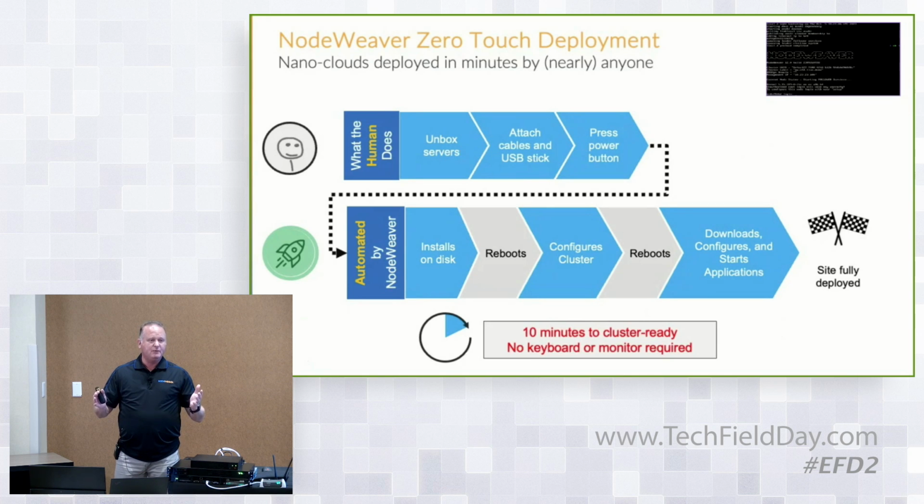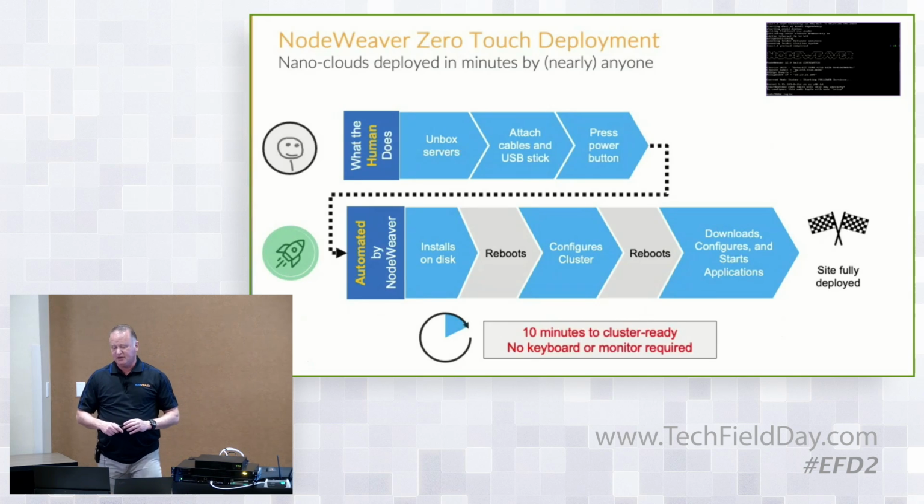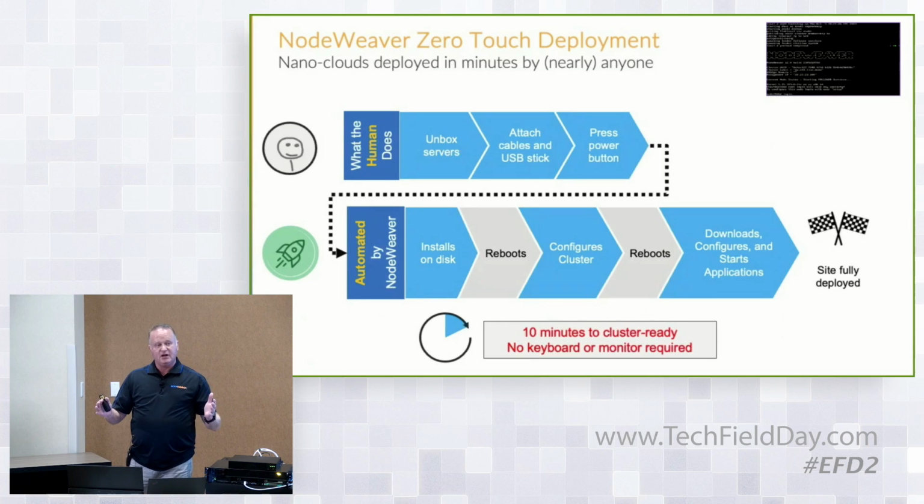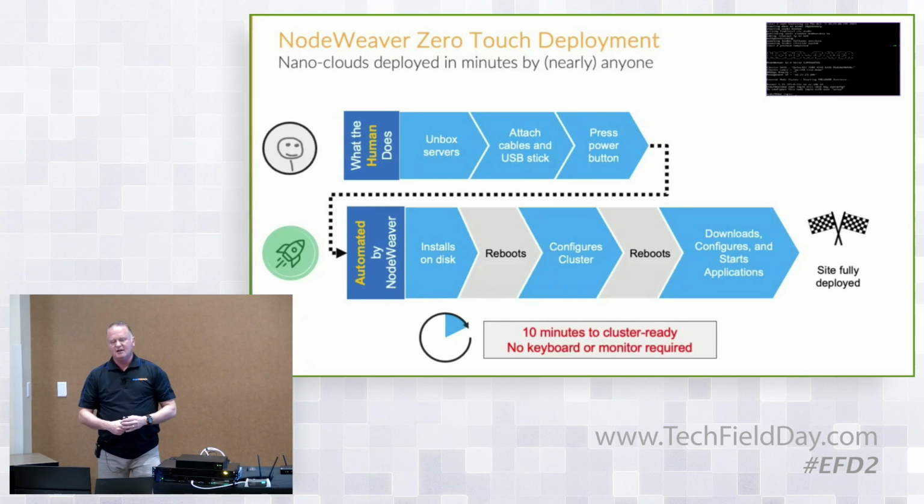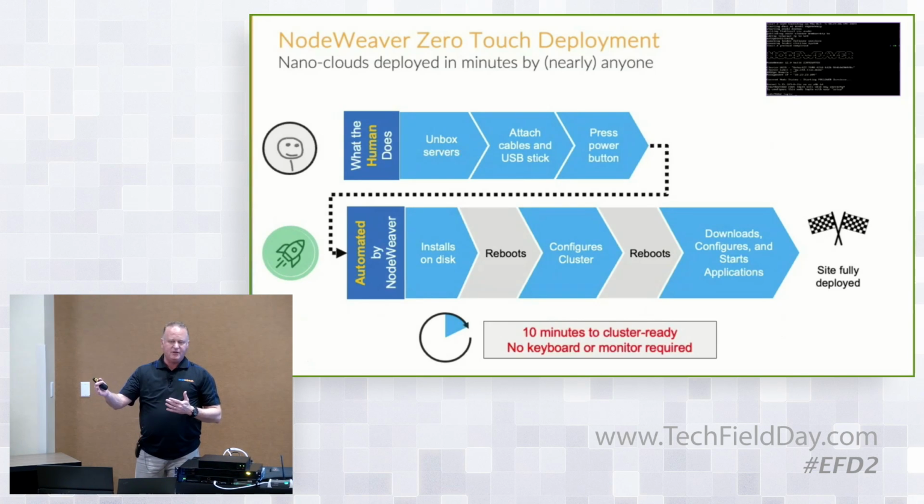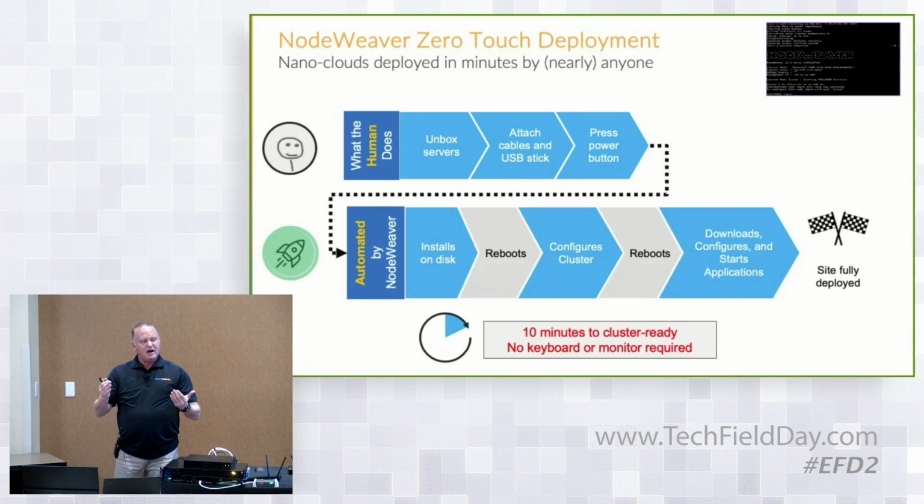We try to limit the number of steps that a human has to do, and even for those steps, we try to simplify them as much as possible. So for zero-touch deployment, it's as simple as drop shipping blank servers, much like our delegates have received here. Drop ship those to a new site and unbox them. Somebody with very limited technical skills at the site can just unbox them, plug them in to power and network, put in the USB installer, and push the power button.